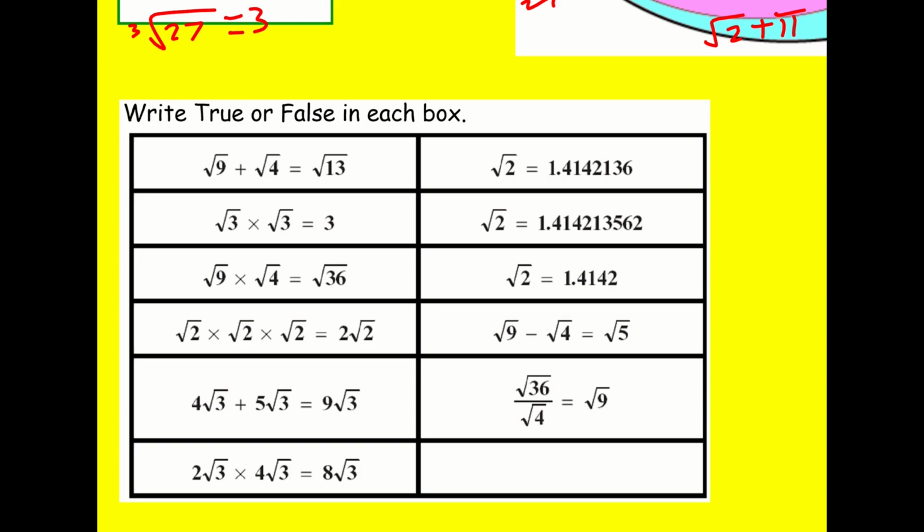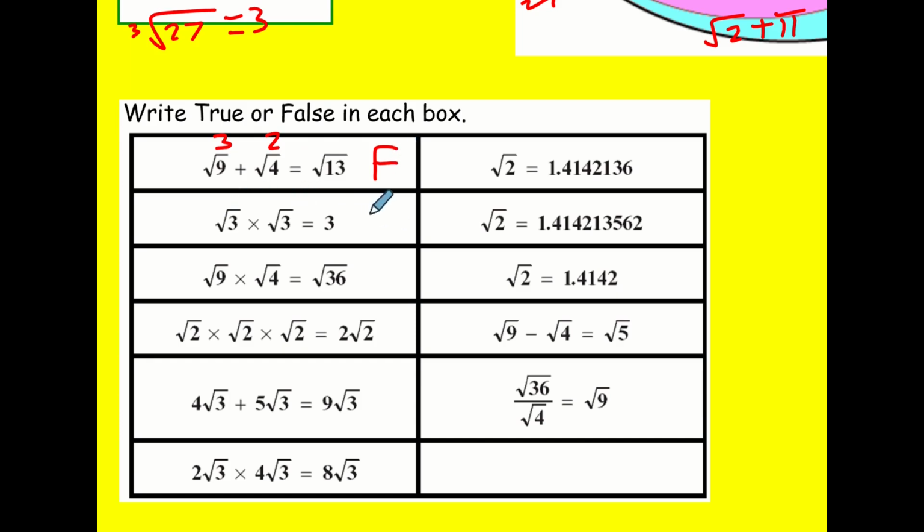Alright, here are the answers. This one is false. You can't, because you've got a root around here and a root around here, you can't just add the numbers and then put a root around it. You can see that's true because 3 plus 2 is equal to 5, which actually is the square root of 25.